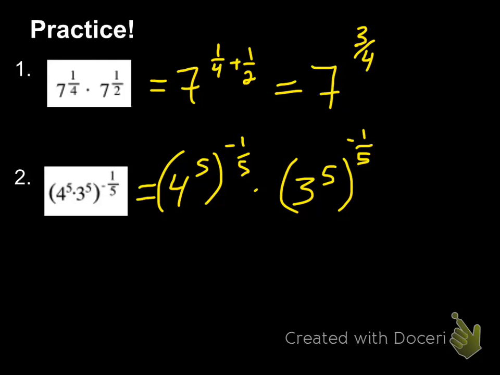Okay, so we've taken that 4 to the 5th times 3 to the 5th and raised it to the negative 1/5. We've kind of broken it into two pieces. Now I can use my power of a power rule and take 4 to the 5th raised to the negative 1/5. I'm going to multiply those. What's negative 1/5 times 5?